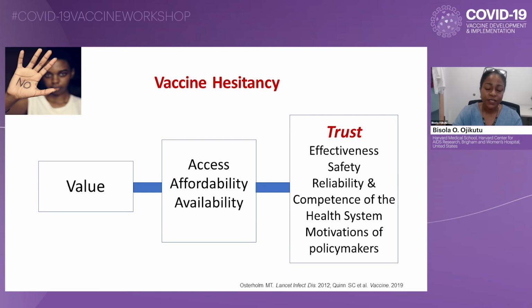In addition to misinformation, disinformation, and mistrust, there are also other issues to consider in regards to vaccine hesitancy, which, as defined, has 3 components. Value is whether or not someone believes that they are at risk of infection. Access, affordability, and availability also contribute to willingness to take a vaccine. And of course, as already described, trust in the effectiveness, safety, reliability, and competence of the healthcare system and the motivations of policymakers are critical determinants of vaccine hesitancy.